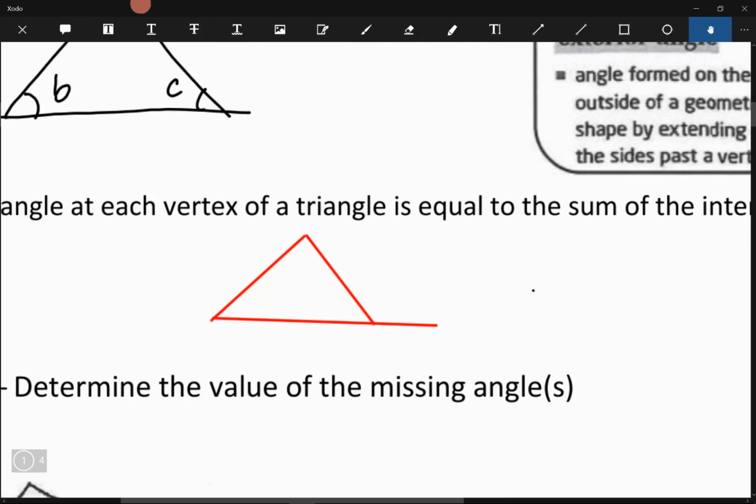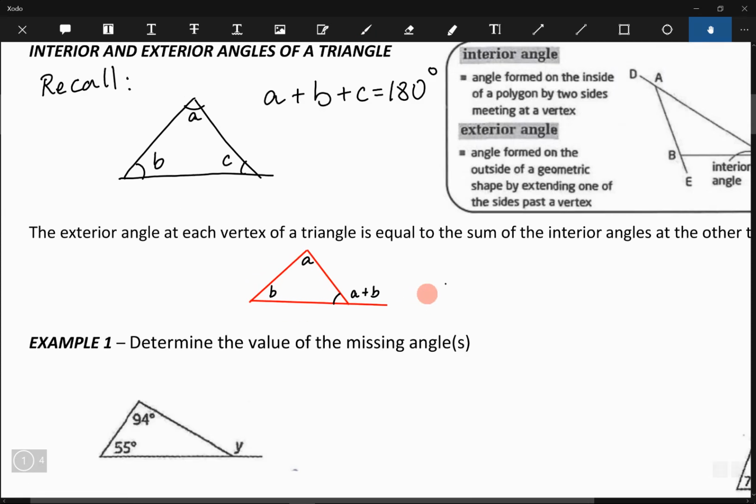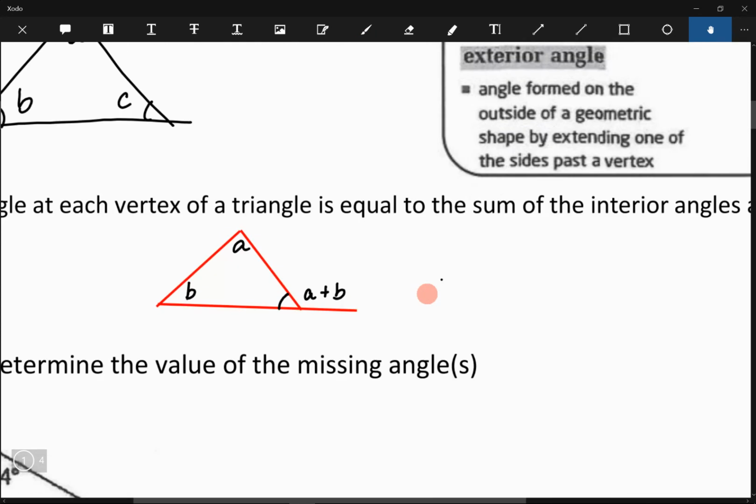So let's say this angle here is A. This over here is B. What this rule says is that this exterior angle is going to be equal to the interior angles on the other side. A plus B is going to equal the exterior angle over here, A plus B. Okay. So how do we know that's true?